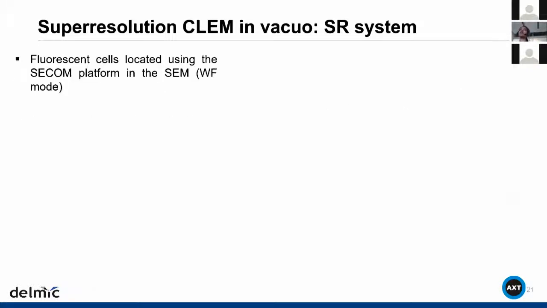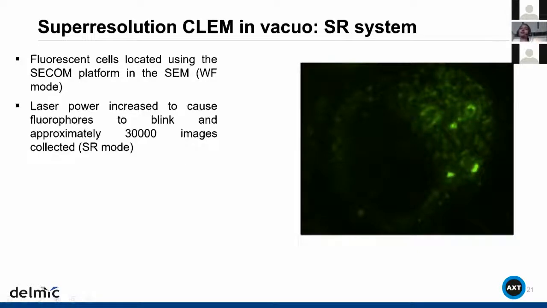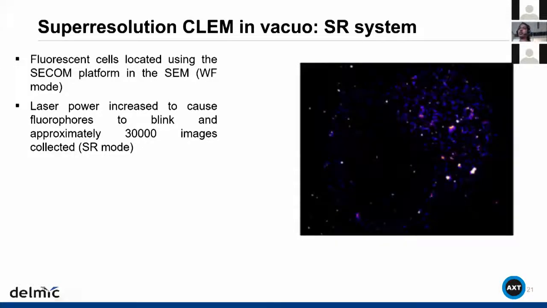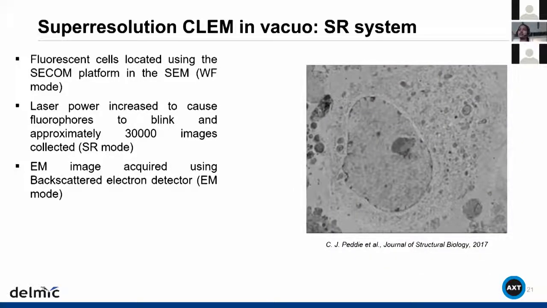So the procedure is that the fluorescent cells are located using the SECOM platform in the ordinary wide field mode. So an image such as this is acquired. And then there is a laser in the system for the excitation, and the power of the laser is increased, which causes the fluorophores to blink. And approximately 30,000 images are collected, which is the super resolution mode of the system. And this is the resultant image in super resolution. Subsequently, the electron microscope image is acquired using a backscatter electron detector. And this is then the EM mode, which gives you a high resolution image such as this.